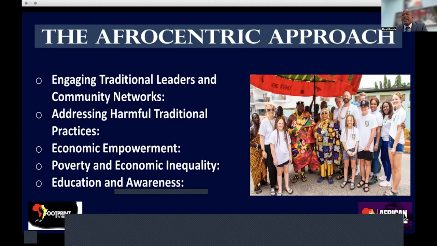Then poverty and economic inequalities, Joy has talked about it. Education and awareness is one of the keys for us to use to prevent and combat human trafficking. On this note, I believe and I know that the African Survivors Coalition's approach to inculcate an Afrocentric approach will help us to prevent and combat human trafficking. I thank you all for listening, and I will stand by for any questions. Thank you.